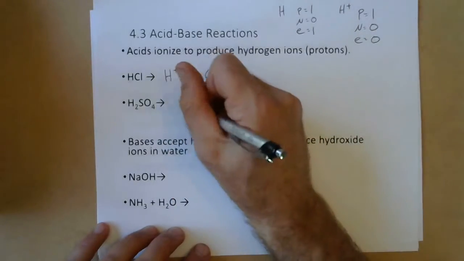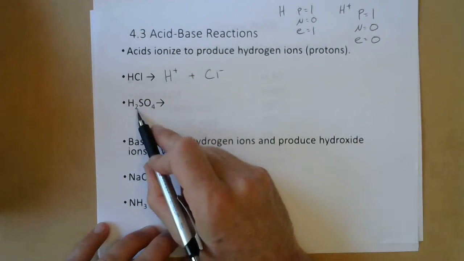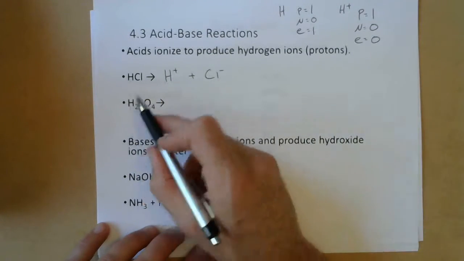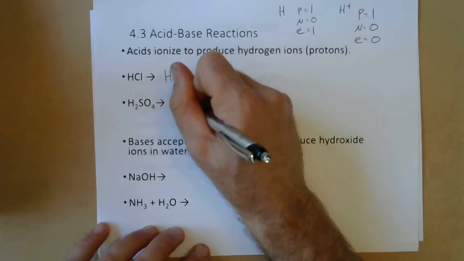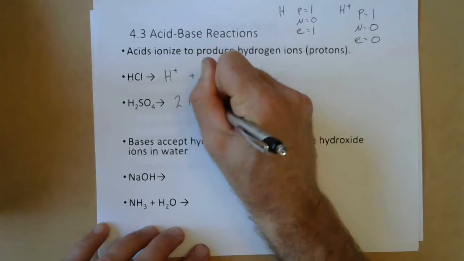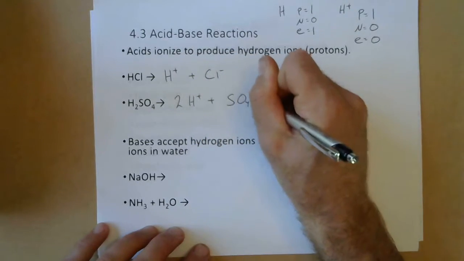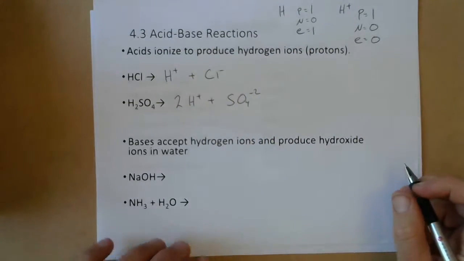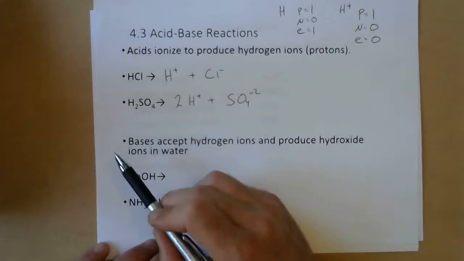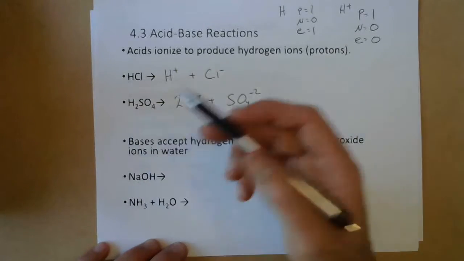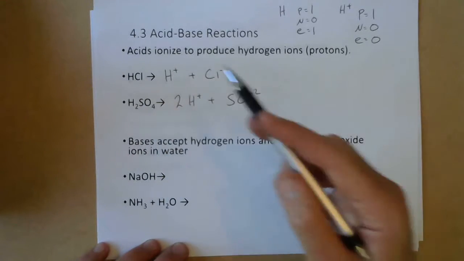H2SO4, sulfuric acid, is going to do the same thing. It's going to donate its hydrogens. This is called a diprotic acid. It has 2 hydrogens that can be donated to the solution. So it's going to make 2 hydrogen ions, and then it's going to make the SO4 with a -2 charge. So there's diprotic acids that have 2 hydrogens. There's also polyprotic acids, which have 2 or more hydrogens in them. And then HCl would be monoprotic because it has just 1 hydrogen.